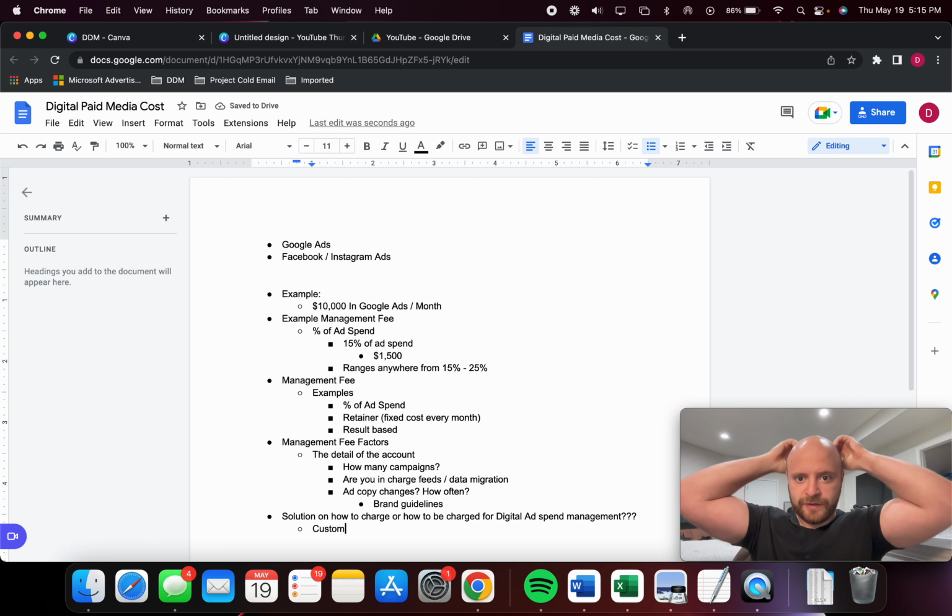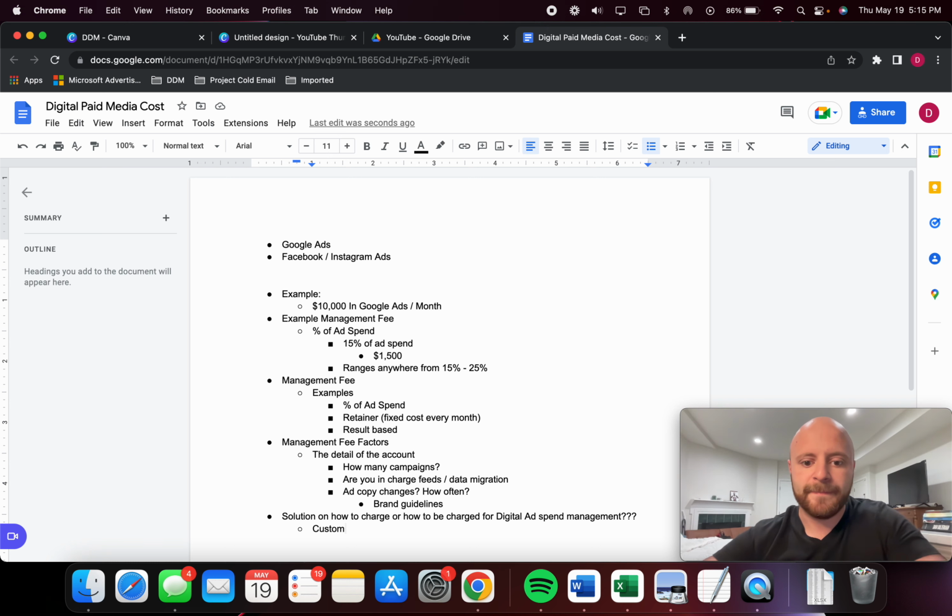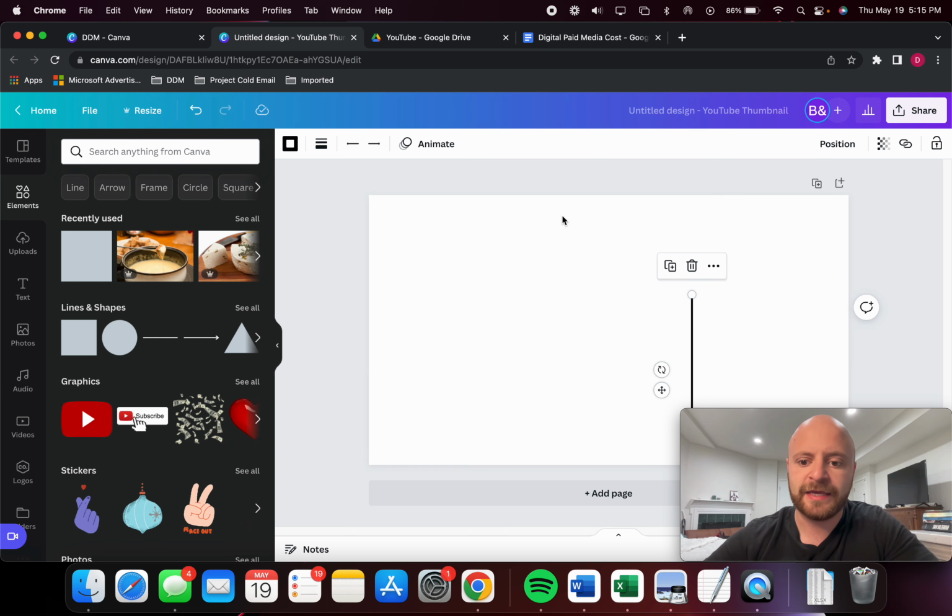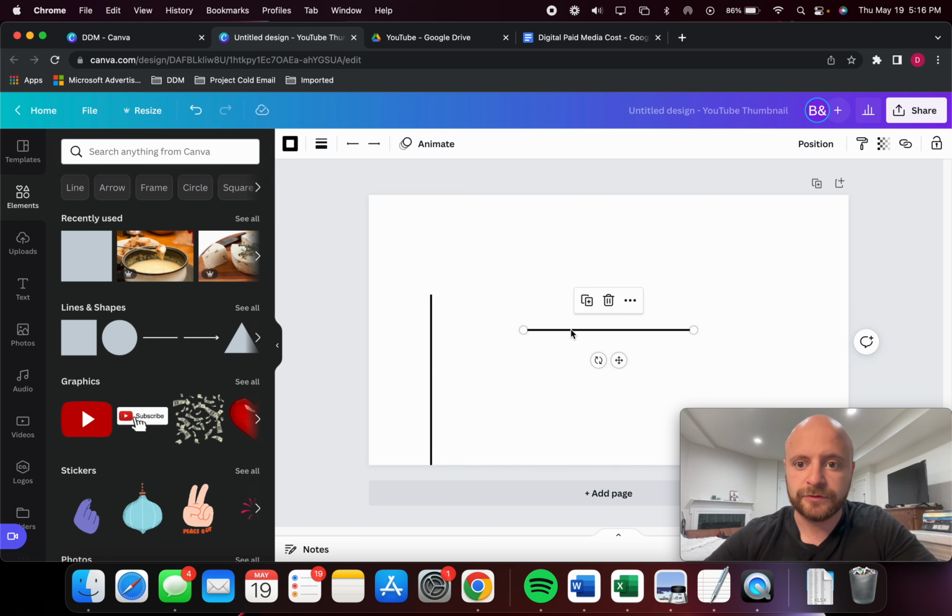So I actually wanted to open up Canva and sketch out what I was thinking would work. I thought about this system as a tier-based system. So you have different tiers, and I'm going to draw some lines here. We've got here, let's draw another line, we've got here.